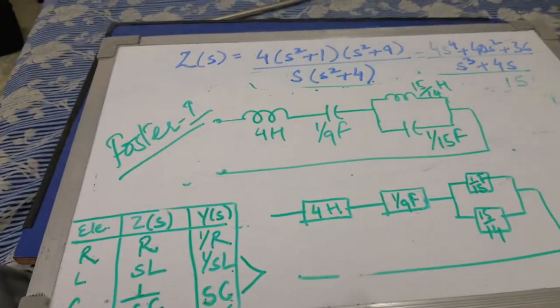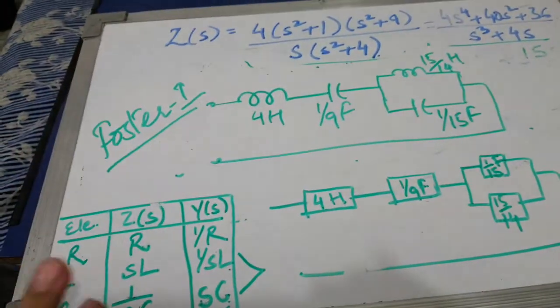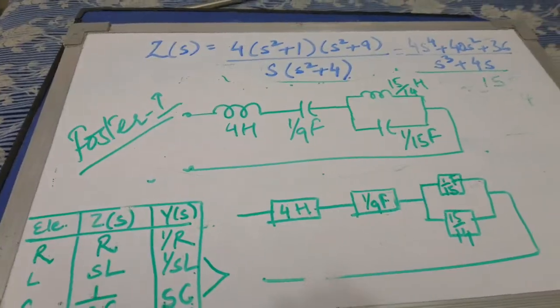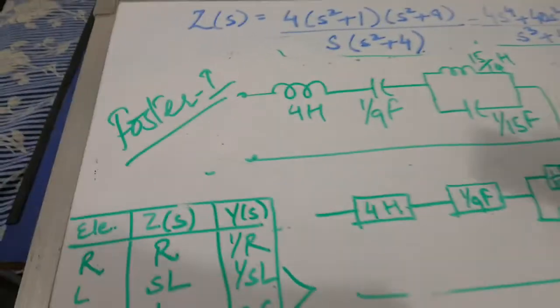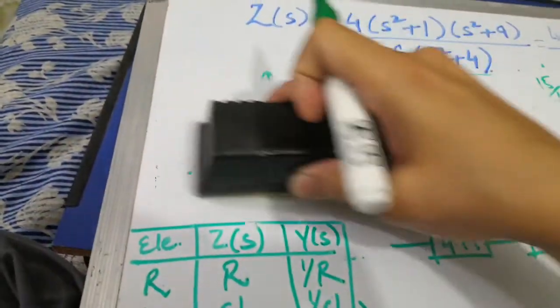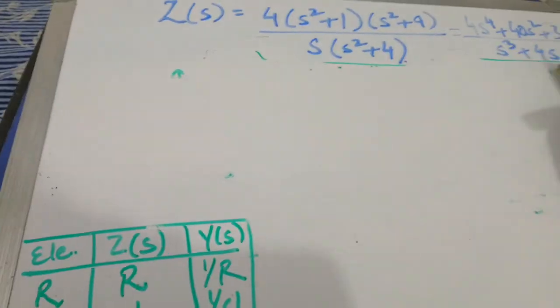I hope you enjoyed it. So now we are going to do the same numerical using your Foster 2 form. So shall we proceed? Okay. So now I'm going to rub it out here. I'm not going to rub this table because I'm going to require it again.